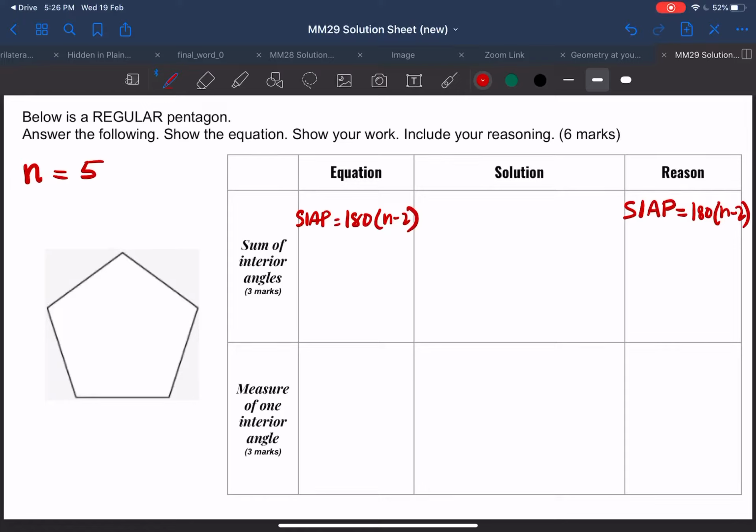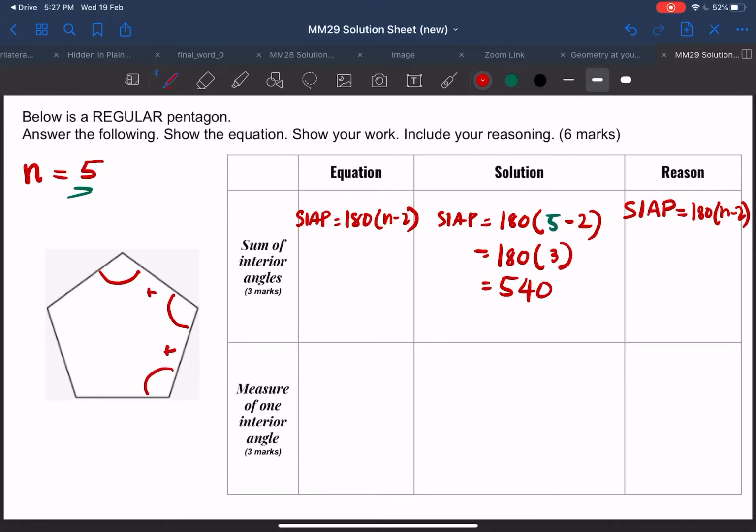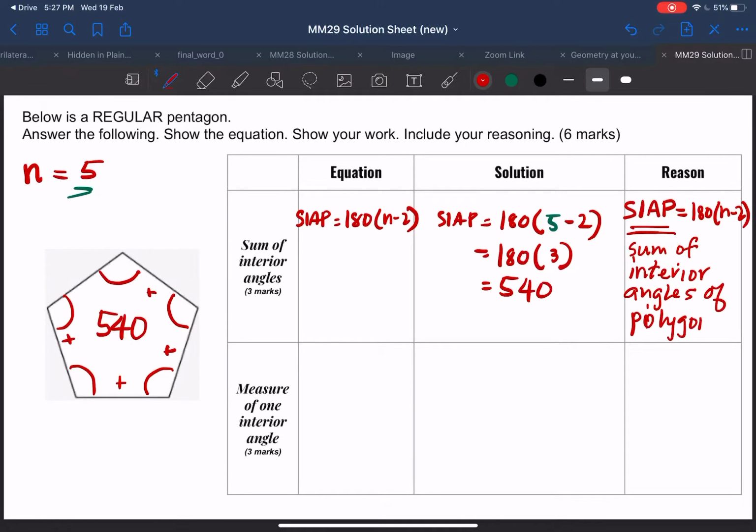Now our solution, what is n? SIAP equals 180 times (5 minus 2), which equals 180 times 3, which is equal to 540. So this angle plus this angle plus this angle plus this angle plus this angle will total 540. And for the reason, a lot of you wrote a paragraph. All I need to know is that you know you have to use the sum of interior angles of polygons. That's it. SIAP, polygons.